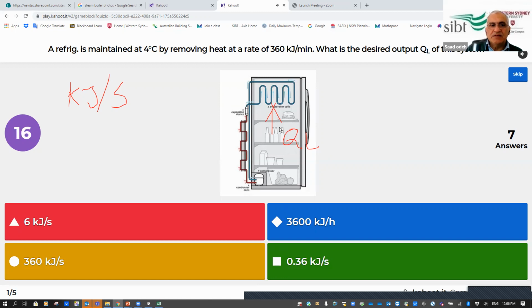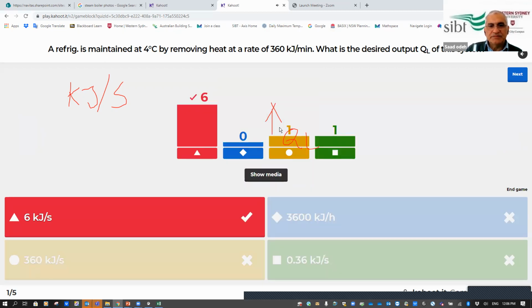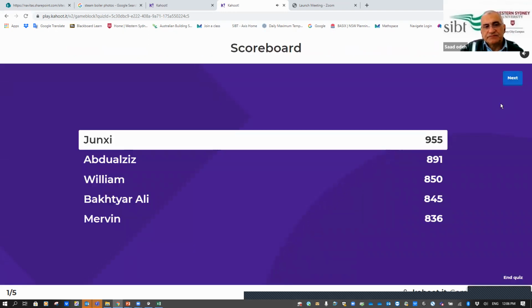Still one missing, didn't answer. Straightforward. Okay, good. Thank you. So I think it's quite easy. Just divide by 60, you get the amount of QL, the amount of heat removed from the compartment inside the fridge. Okay, so that's the first one. Jengshi in the lead now.